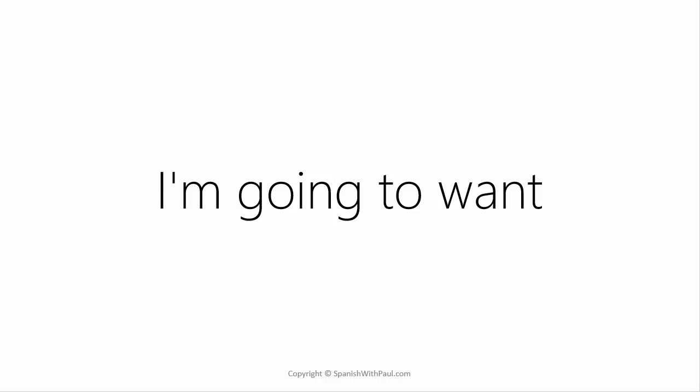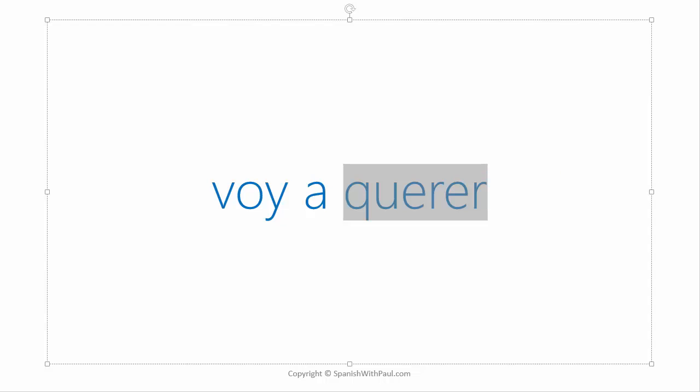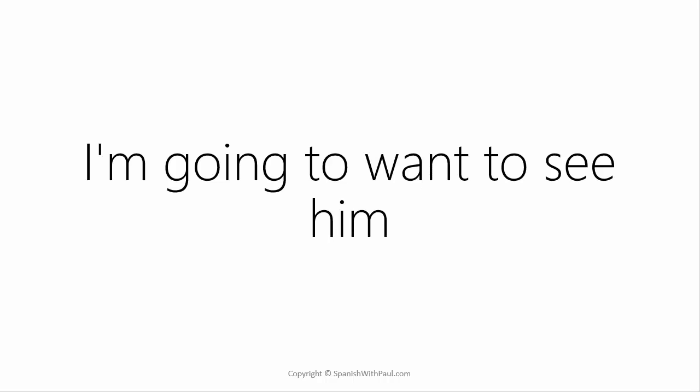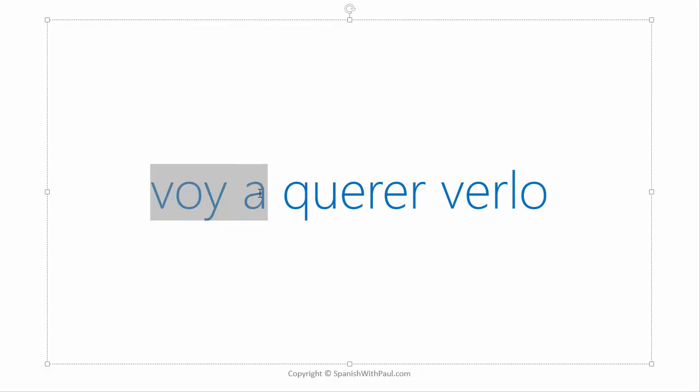So for example, how would you say, I'm going to want? Voy a querer. Here, querer is being used as an infinitive, to want. So I'm going to want, voy a querer. And after that, we can put whatever verb we like. So how would you say, I'm going to want to see him? Voy a querer verlo. So we have voy a, I'm going, querer, to want, verlo, see him. Voy a querer verlo is I'm going to want to see him.